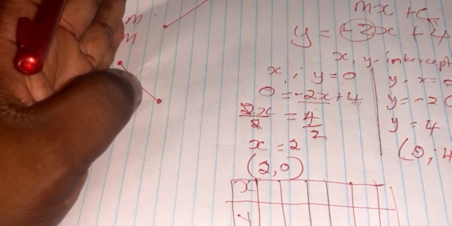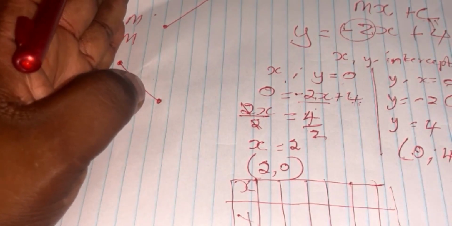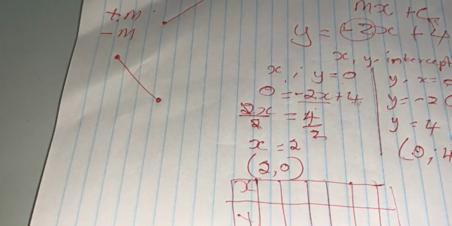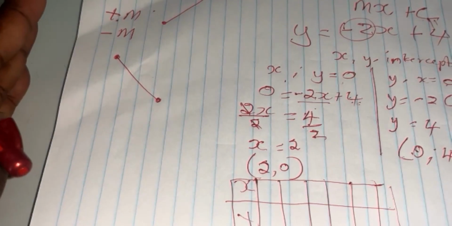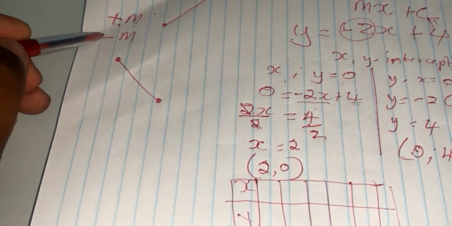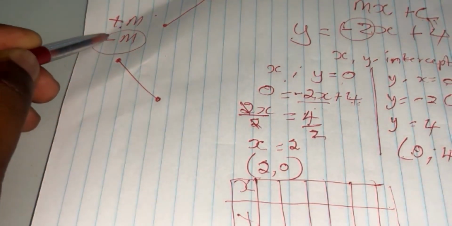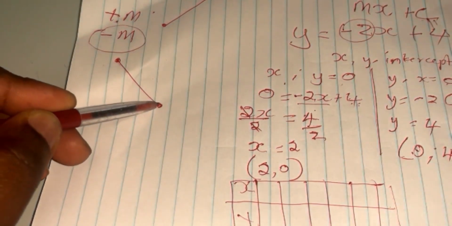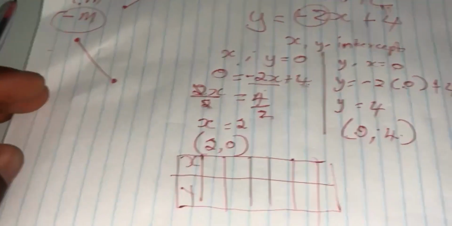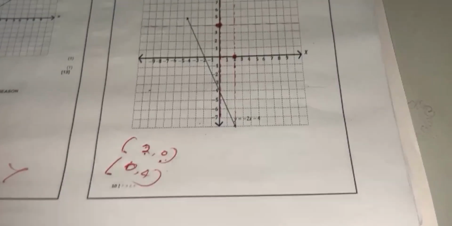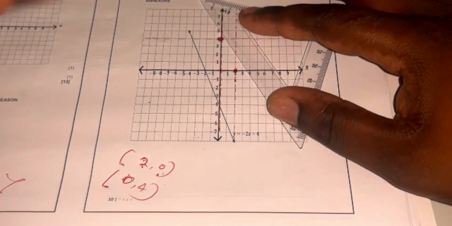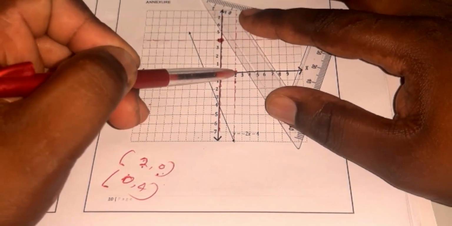When I say upwards, downwards, don't draw upwards coming from the right going to the left. No, you draw from upwards down, coming from the left to right. So which means if my m is negative, my graph will be drawn from upwards to downwards, coming from left to right. So now on my Cartesian plane, I have to draw my straight line using the ruler, passing through 4 and passing through 2.